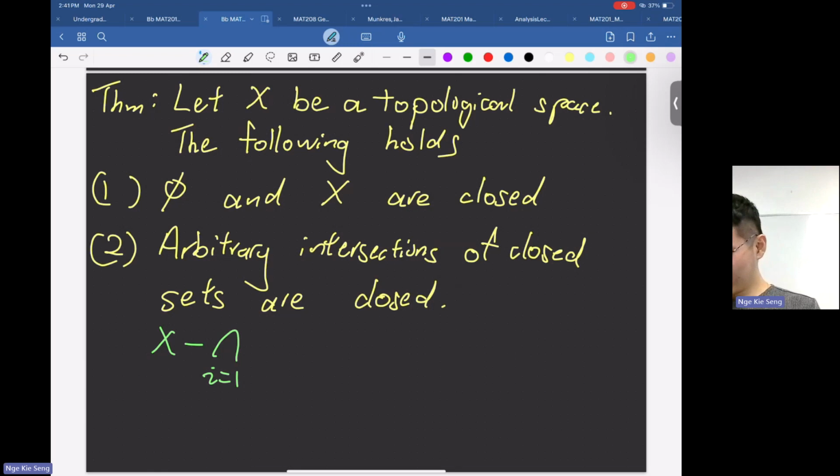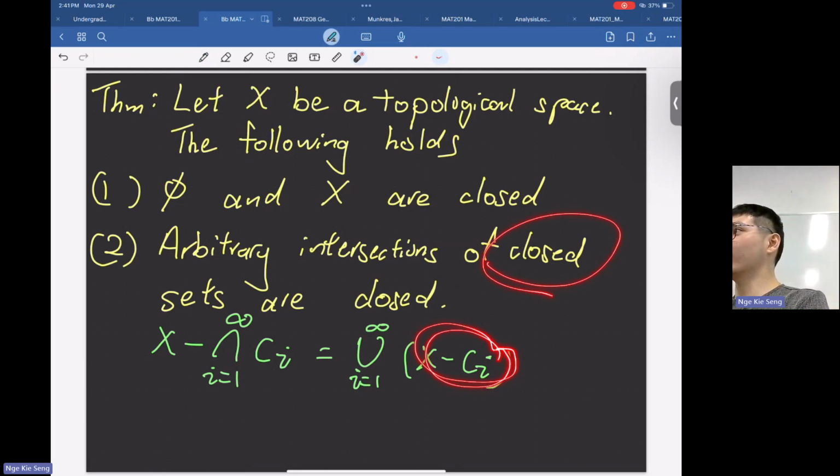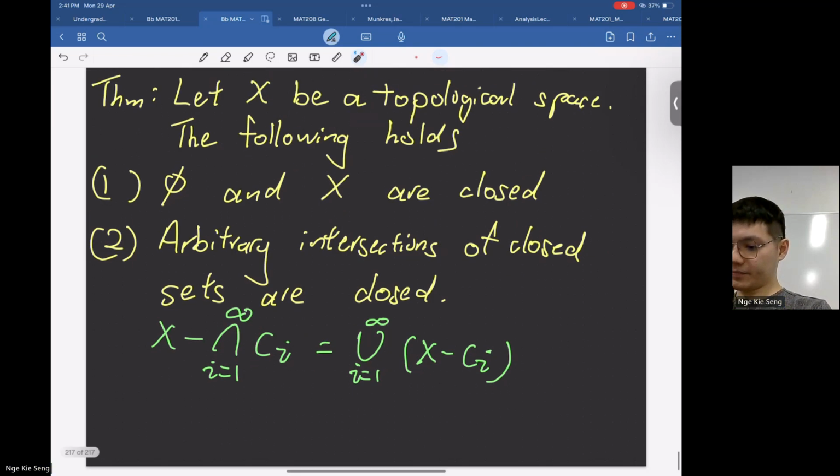So let's take this closed set. What is this? The complement of this is the union of what? X minus Ci. This is what? De Morgan's law. Okay. But you know that each Ci is closed, so the thing inside should be open, right? A union of arbitrary open sets is open. So this is open. So you check that the complement is open.